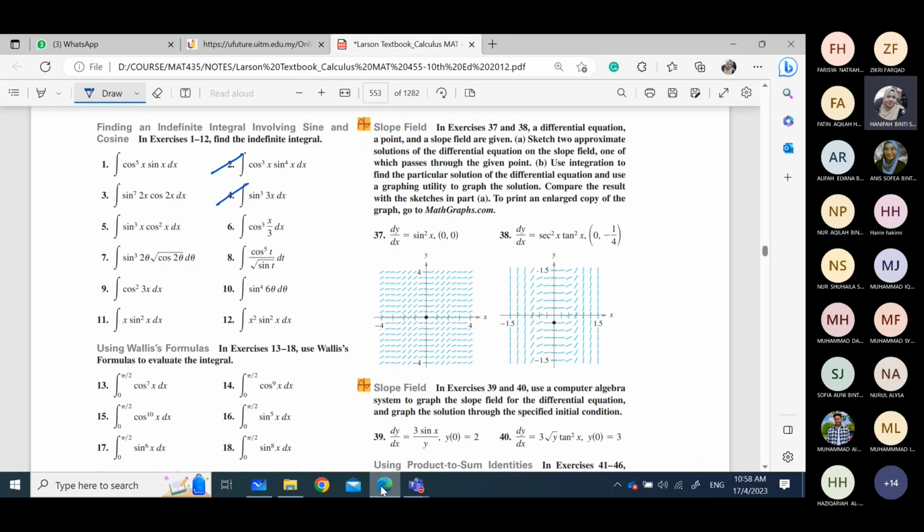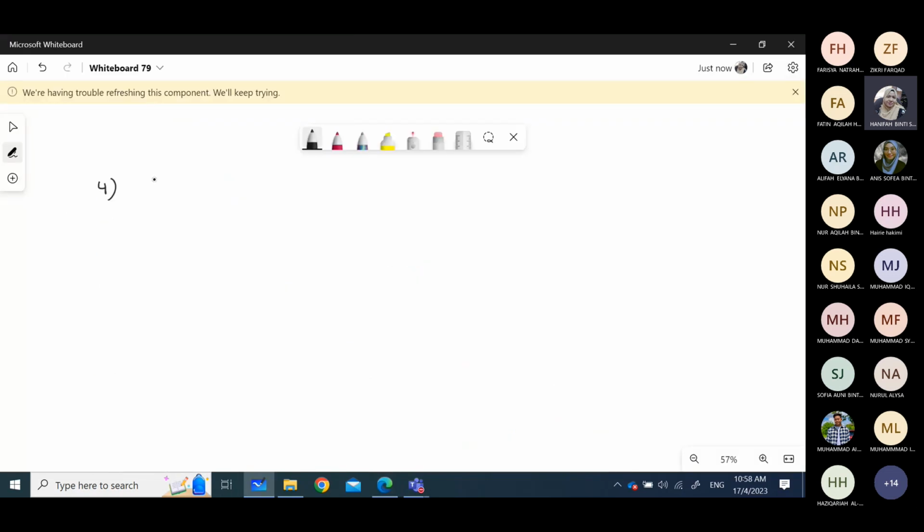Okay, so next we look at the next question. Number 4, we have the integral of sine to the power of 3 of 3x dx. This one is already an odd power of 3, so we just factor out one sine. So here we have sine squared of 3x times sine of 3x, so the angle is 3x, mana you kena follow 3x, eh? And then integrate with respect to x.